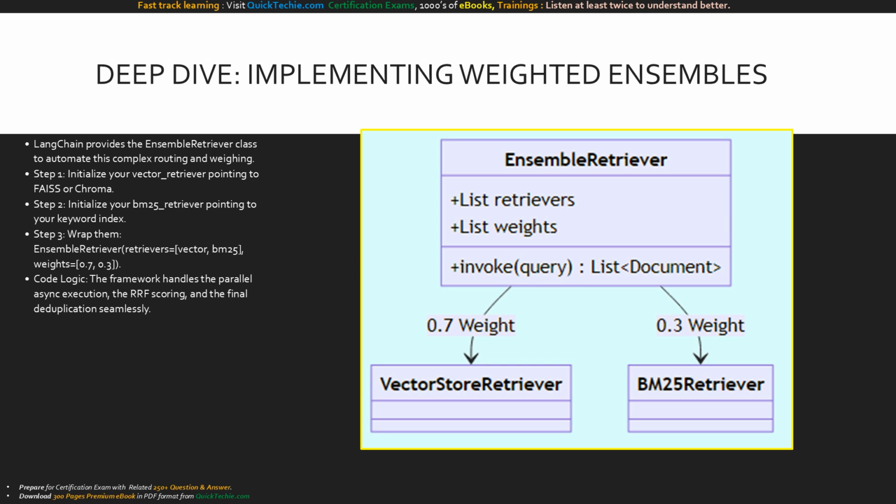Here we see the class architecture. The Ensemble Retriever sits at the top as the master orchestrator. Notice its key properties: a list of retrievers and a list of weights. It points downward to the vector store retriever, applying a 0.7 weight, and points to the BM25 retriever, applying a 0.3 weight. When the invoke method is called, it abstracts all the complexity away from the developer.